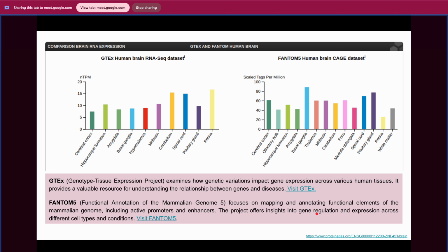And this project offers insights into the gene regulation and expression across different cell types. So in this case, mostly FANTOM contains the expression level information. Similarly, in GTEx and FANTOM, this is simply telling the expression of this particular gene in these regions. So FANTOM is dedicated to expression and GTEx is about the normal expression of the genes.